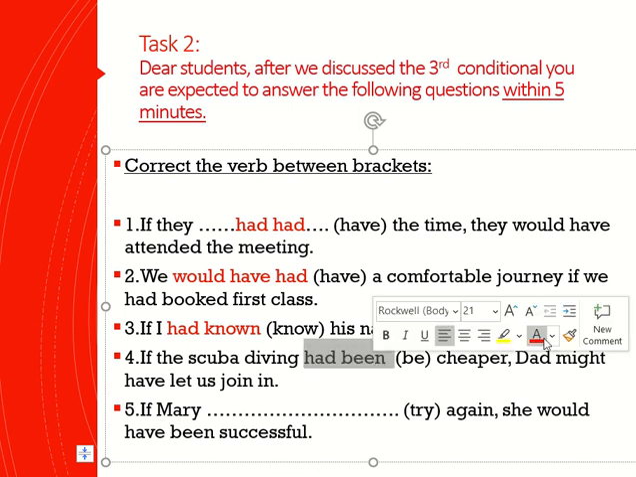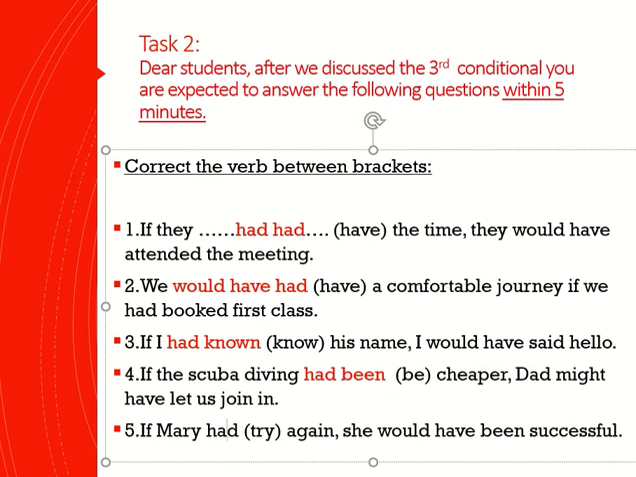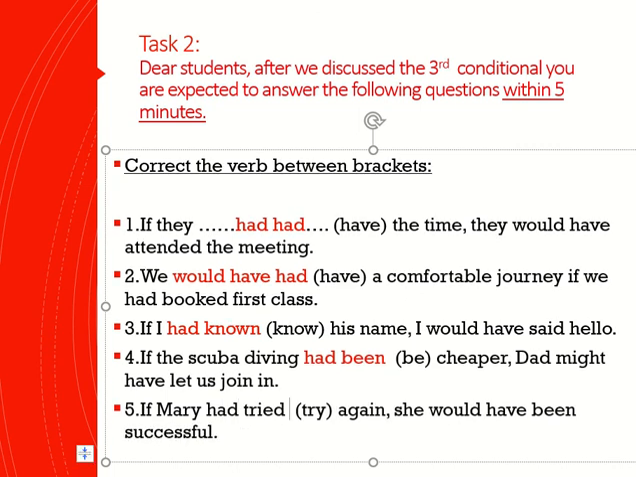So had been. The last sentence, if Mary try again, she would have been successful. So in the second part here, in the main clause, would have plus verb 3 been. So in the first part, we have to put what? Had plus verb 3. So had tried. Okay. Focus here. When we put the verb 3 of try, we delete y and put ied.